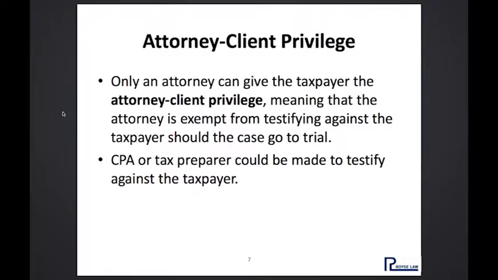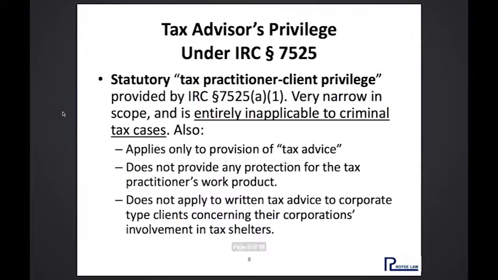While attorneys have the attorney-client privilege, there is a statutory tax practitioner-client privilege provided by Internal Revenue Code Section 7525(a)(1). Yet this statutory privilege is very narrow in scope, and it's entirely inapplicable to criminal tax cases. This tax advisor privilege applies only to the provision of tax advice. It doesn't provide any protection for the tax practitioner's work product, and it doesn't apply to written advice to corporate-type clients concerning their corporation's involvement in tax shelters.